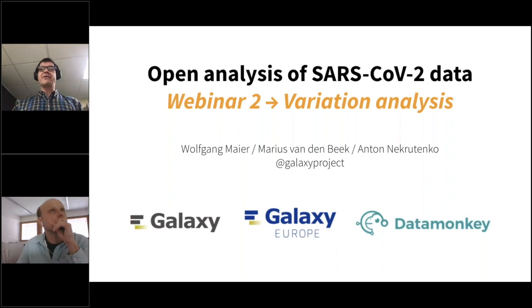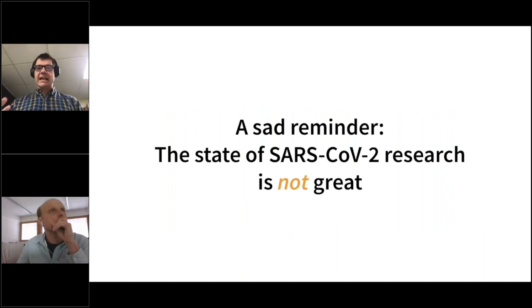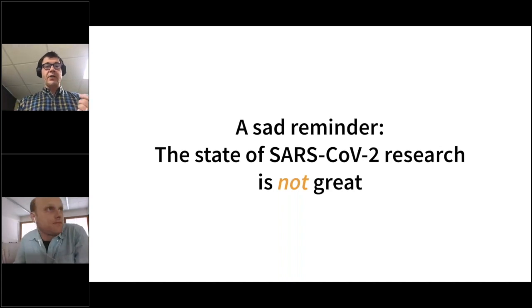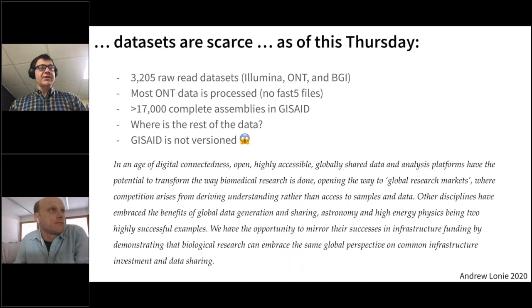So it provides a wealth of information, and I will begin by reminding you again that the state of SARS-CoV-2 data research is not great. So actually there is only a small subset of data on which we can perform the analysis I'm going to be talking about. So just to remind you, as of today, we have quite an increase in the number of raw reads compared with the previous webinar, previous Thursday. So we have about 3,000. We still don't have raw data for most of the Oxford Nanopore runs.